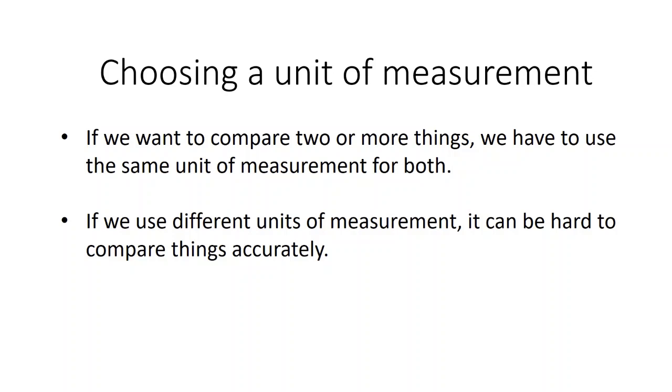When we measure, we need to choose the unit of measurement that we're going to use. And units of measurement is a really big part of maths. If we want to compare two or more things, then we have to use the same unit of measurement for all the things we're comparing. So in the last example, it was easy for me to compare the two cars because we measured them both in miles per hour. It was easy for me to compare the two buildings because we measured them both in metres. As we're going to see now, it's really important that we do use the same unit of measurement for comparing different things, because if we use different units of measurement, it can be very hard to compare things accurately.